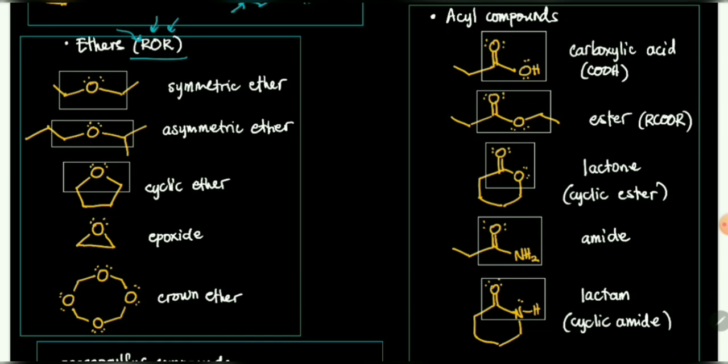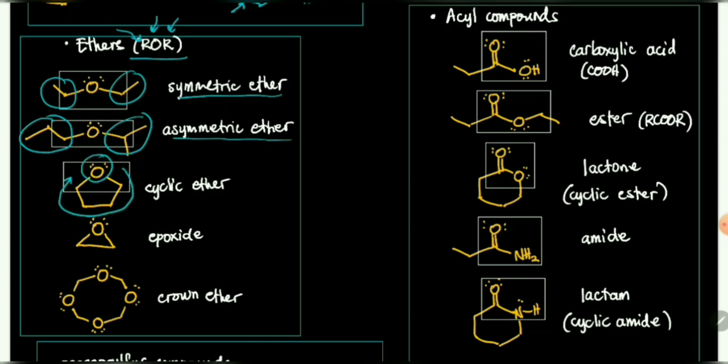So meron tayong types ng ether, meron tayong symmetric ether. So ibig sabihin kapag symmetric, pareho lang yung dalawang R na yan. Okay? Identical yung dalawang groups. Kapag asymmetric ether, magkaiba yung structures ng magkabilang groups. Okay? So kapag cyclic ether, yung oxygen ay member ng isang ring ng inyong compound. So may ring siya, tapos yung isang member ay oxygen.